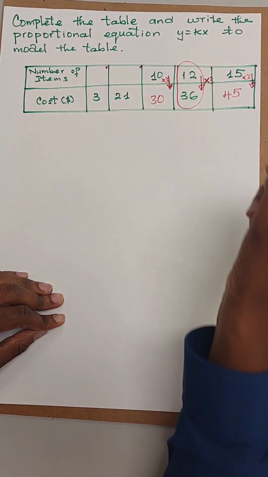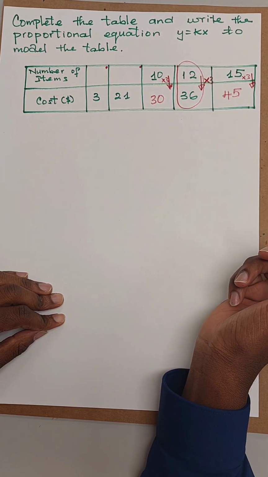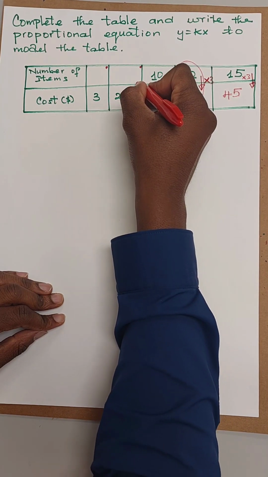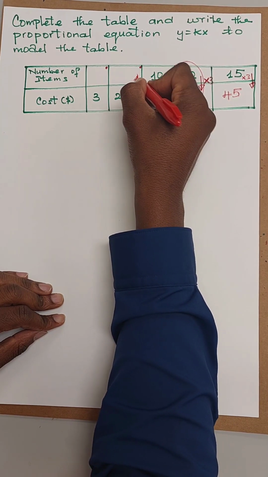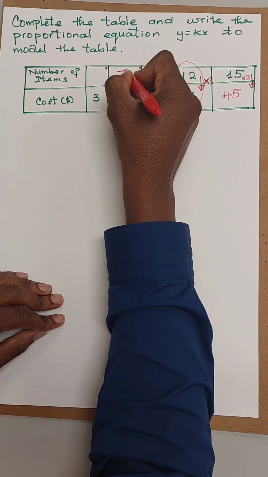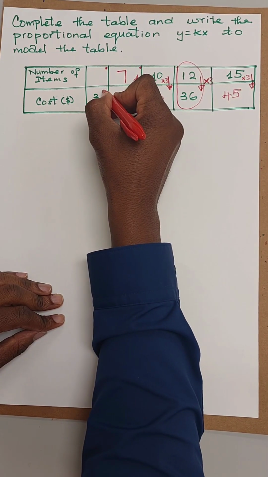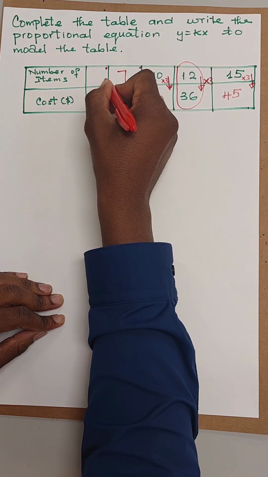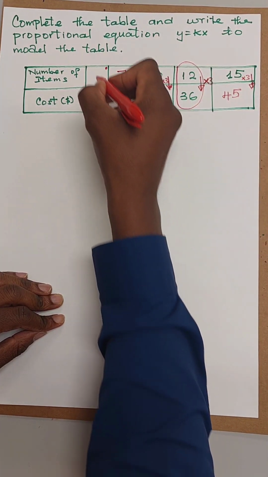All right, what is the opposite of multiplying? Dividing. All right, now from here, I'm switching direction. I'm going from here to here. So now I divide by 3. 21 divided by 3, 7. If I'm going from here to here, I divide by 3. 3 divided by 3 is 1.